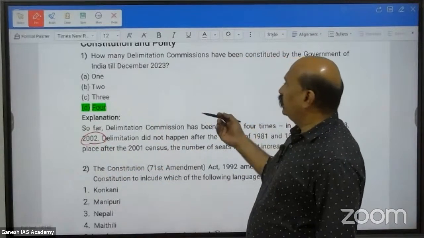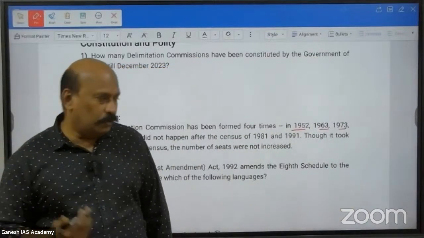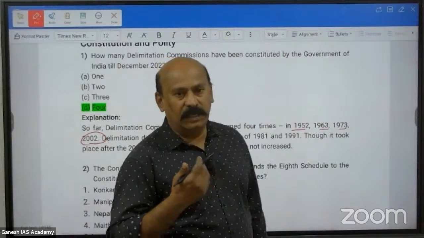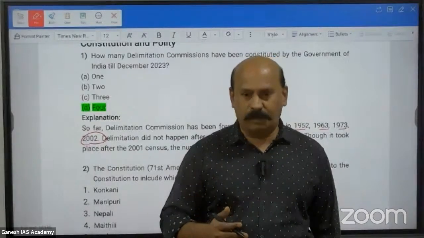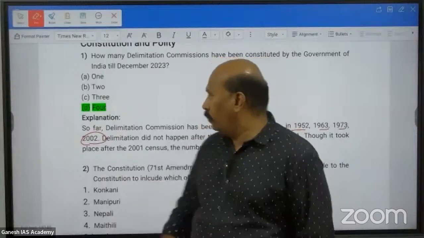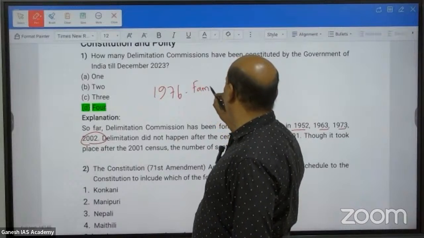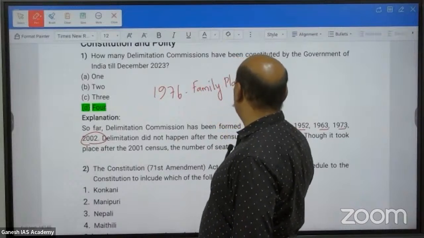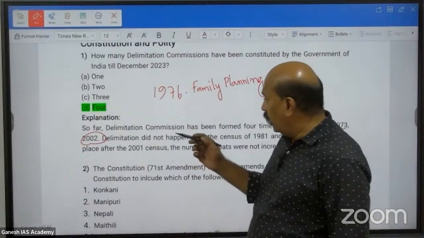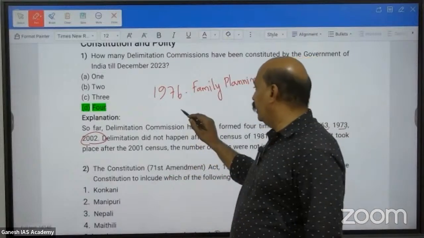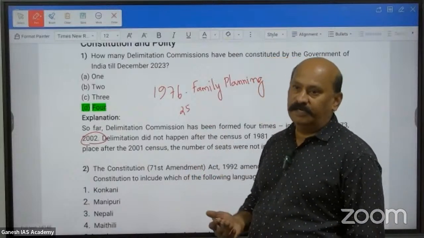See the constitutional requirements. Delimitation is a constitutional requirement. Article 82 says that after every national census, there should be a readjustment of seats, both in the Lok Sabha as well as in the Rajya Sabha. But in 1976, when we introduced the family planning program to control the population, they decided by the 42nd Amendment Act that from 1976, for 25 years, up till 2000, they would postpone the delimitation.